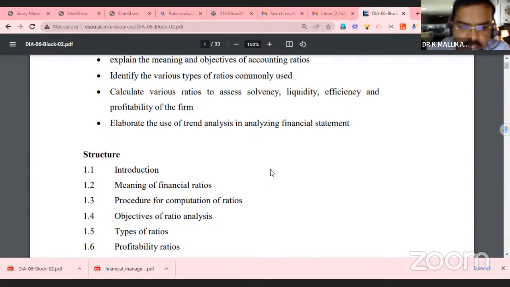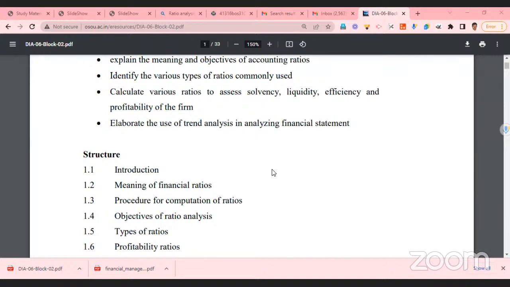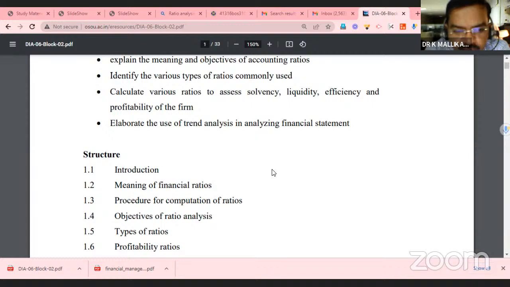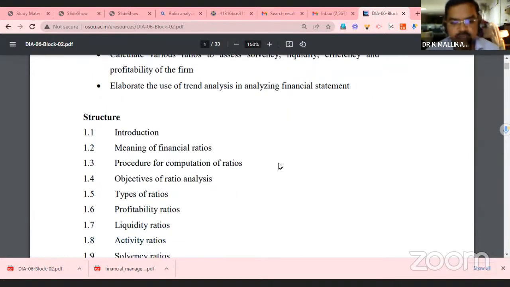Yes, sir. Okay. Today we are going to discuss one of the topics in block number 2. It is a very important topic called ratio analysis. In our syllabus, we are going to discuss the meaning and definition of ratio analysis, the objectives of ratio analysis, and the different types of ratios, also called the classification of ratios.